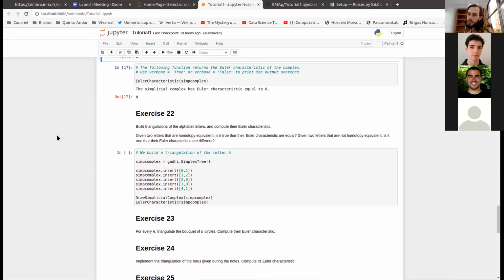I'm not sure I understand what you mean. I will write a simplicial complex in the chat. Yeah, this simplicial complex you wrote does not have the filled triangle.